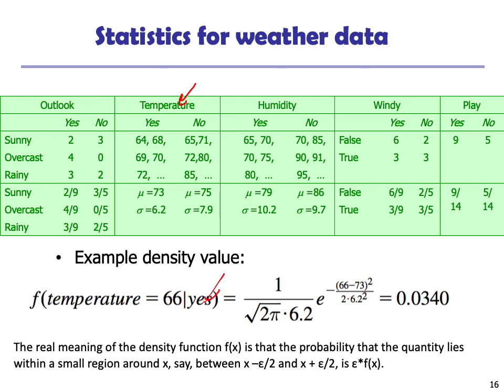So for a new evidence that has a temperature equals 66, then the density function of temperature equals 66 given the class yes is the following. And that's after we calculate the mean and the standard deviation. So the final value of the density function is this.